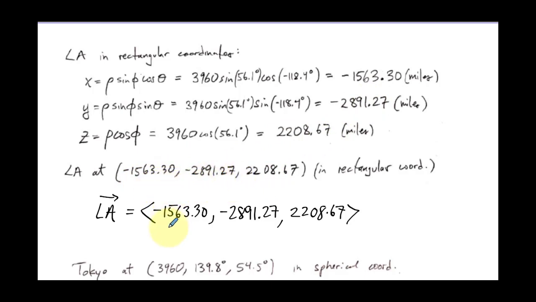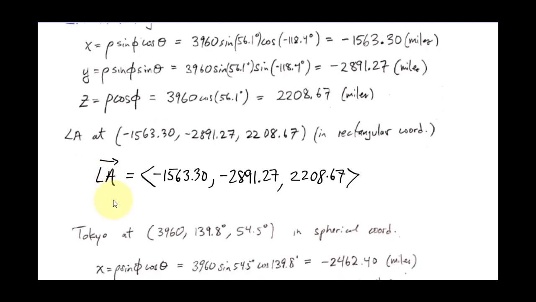And then, of course, I can write a vector that goes from the origin to that point. So you see that I'm using brackets to indicate the actual vector that goes from the center of the Earth to the point at which the city of Los Angeles is located on the surface of the Earth. And I'll do the same thing with Tokyo.